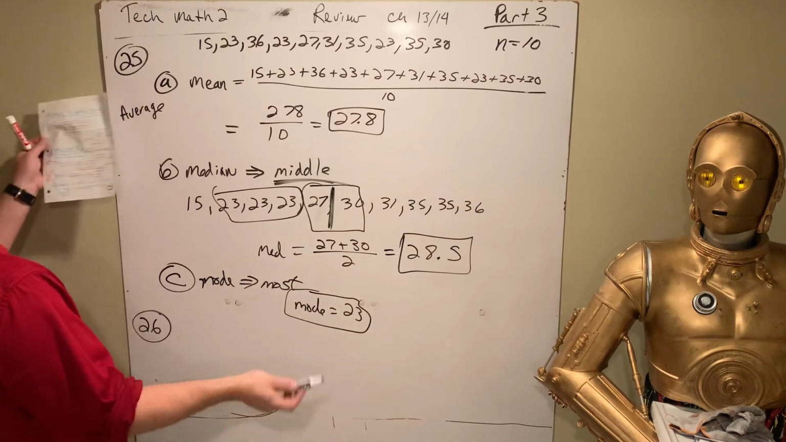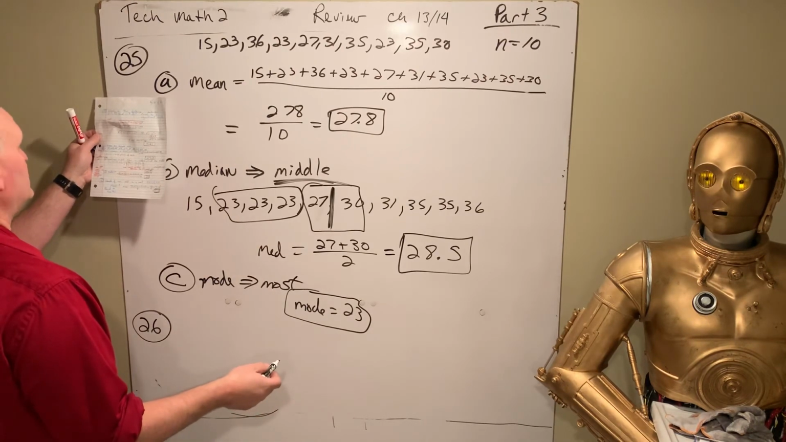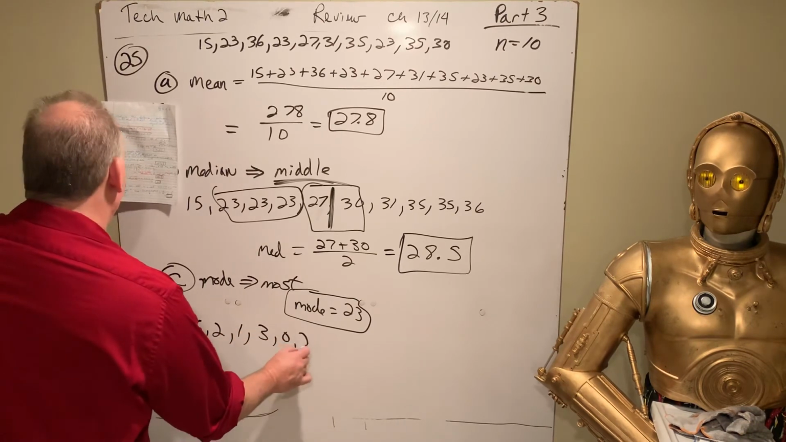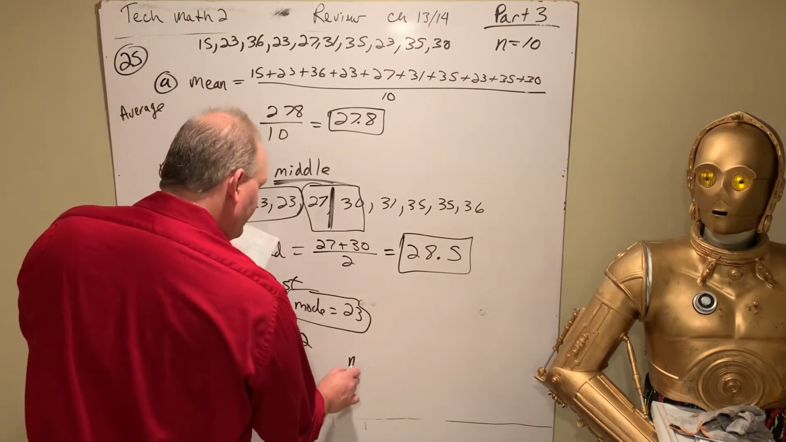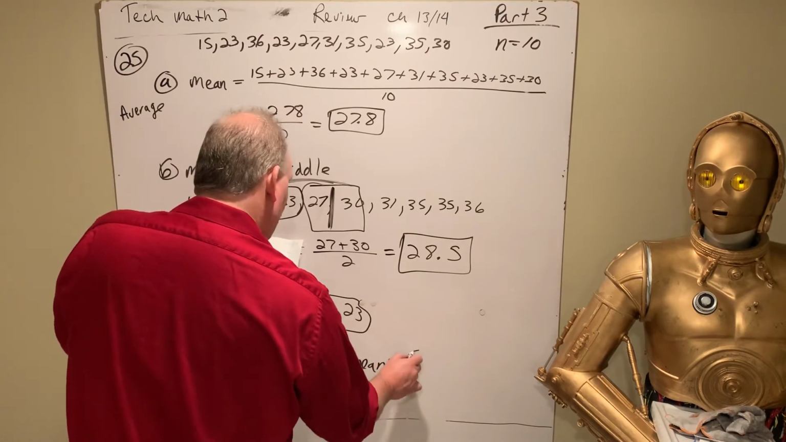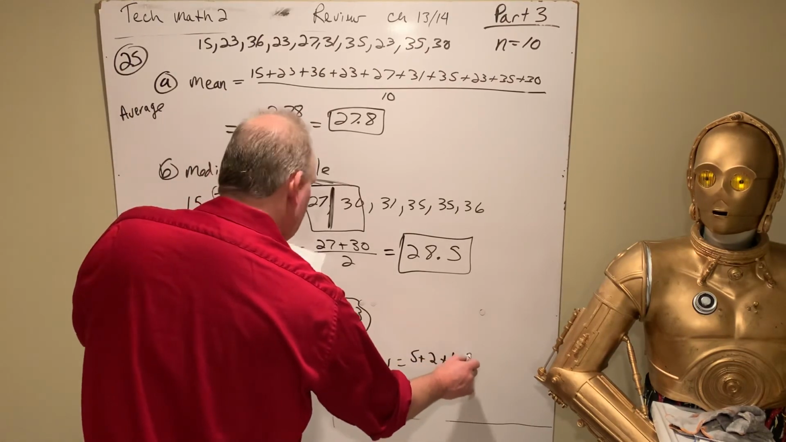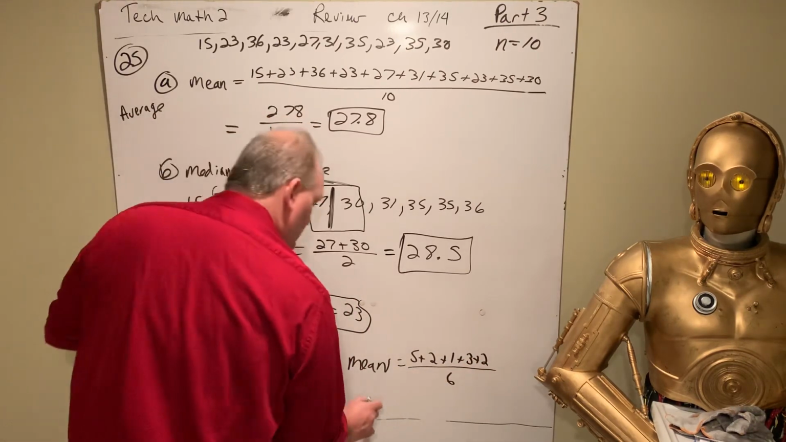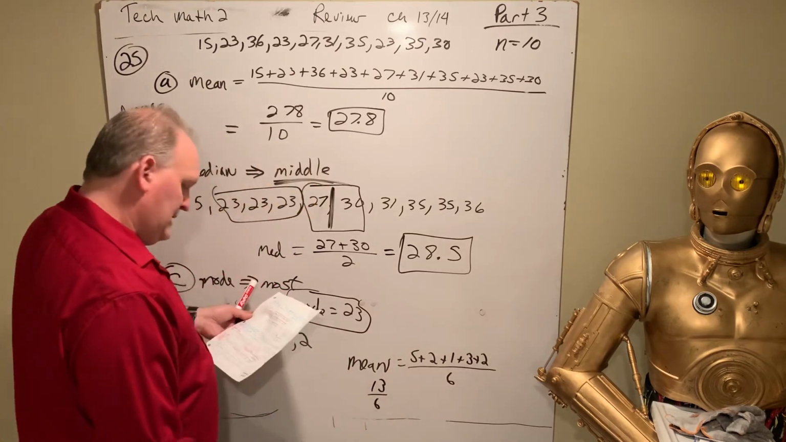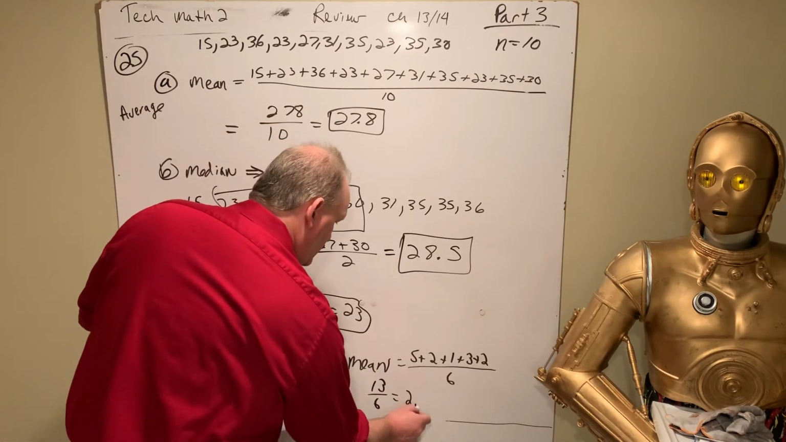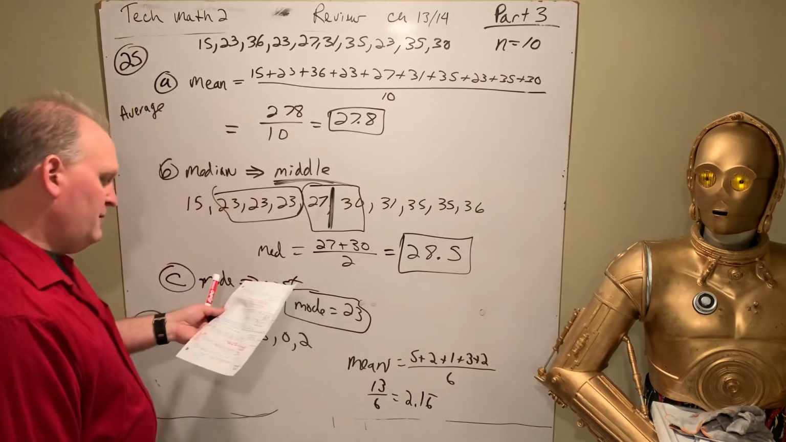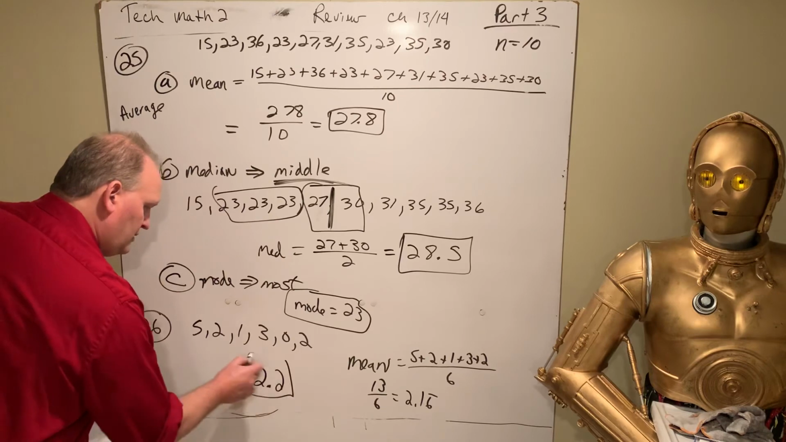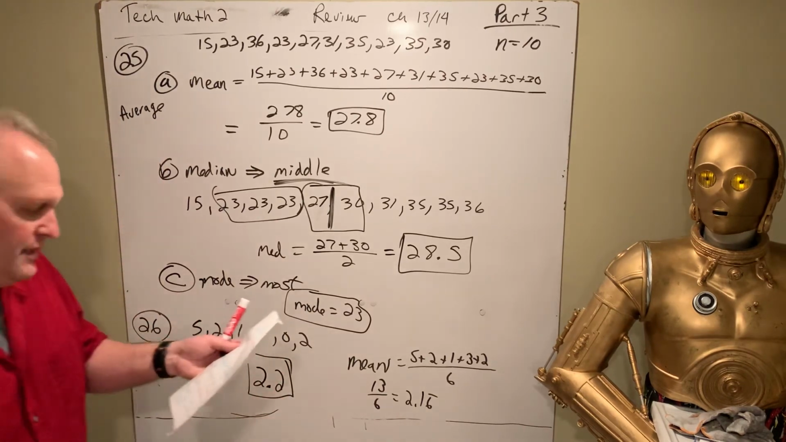All right, let's look at 26. Sample of cars sold in a week were 5 and 2 and 1 and 3 and 0 and 2. And it says find the mean. And so we got 5 plus 2 plus 1 plus 3 plus 0 plus 2, all divided by 6. And then that's 13 over 6. And then that's 2.16 repeating. And they want it to the tenth place, so 2.2. This is average cars sold in a week.